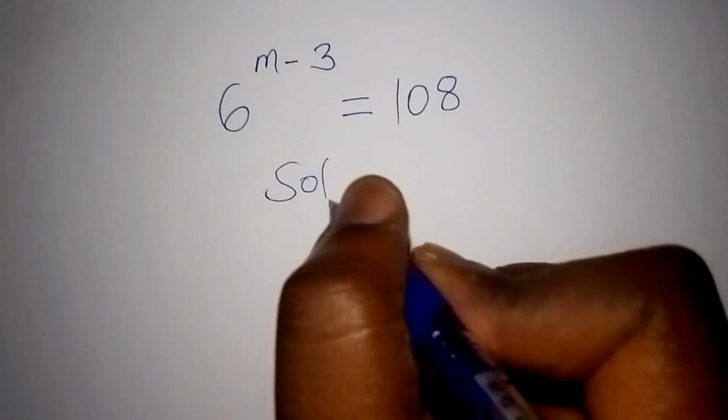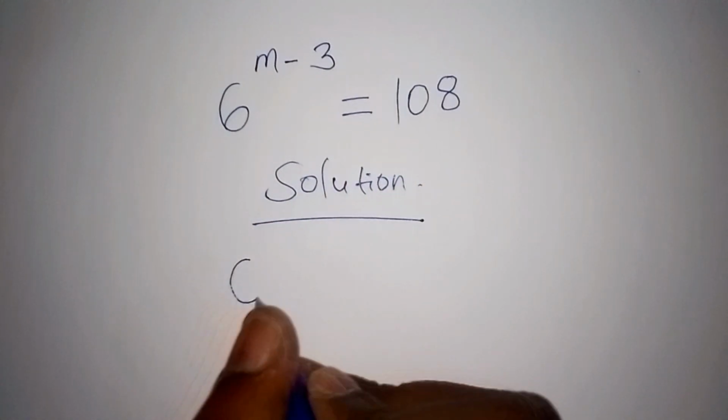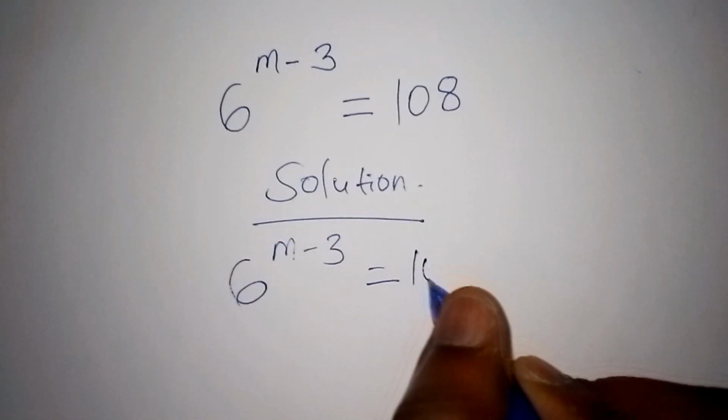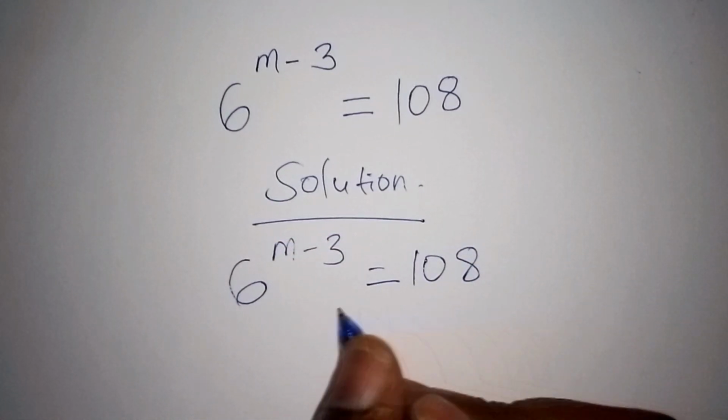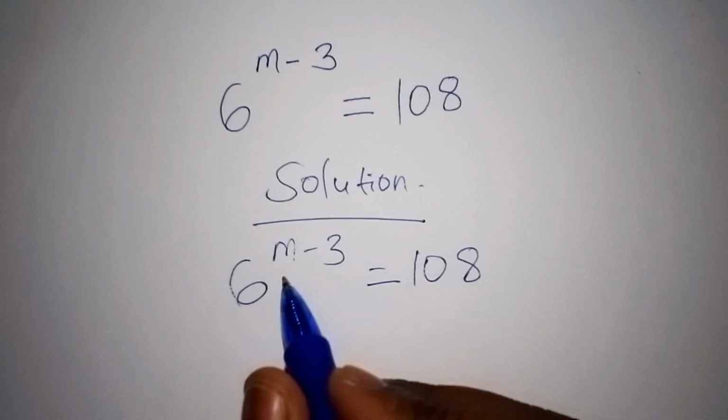On our solution, this is the maths problem that you're having. We have 6 to the power of m minus 3 is equal to 108. So how do we solve this type of problem? Remember that you want to find the value of m.